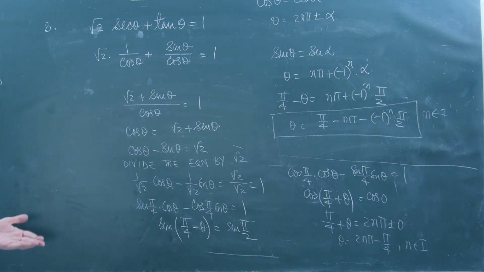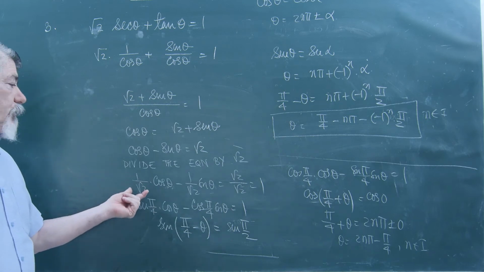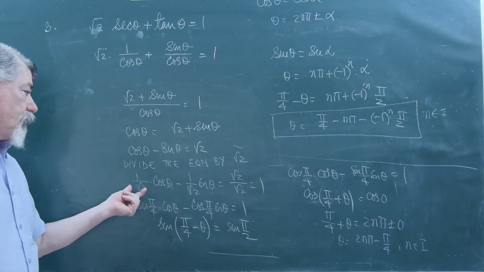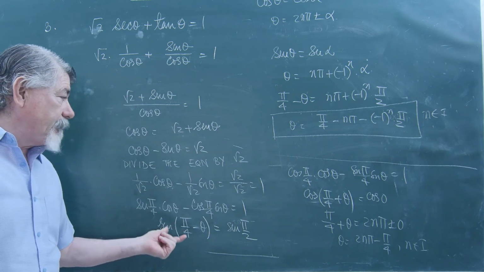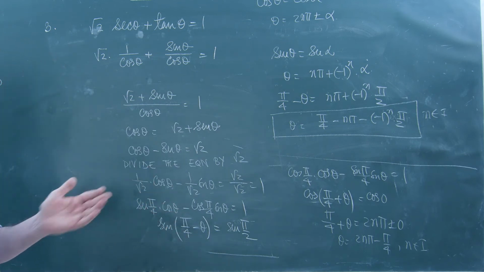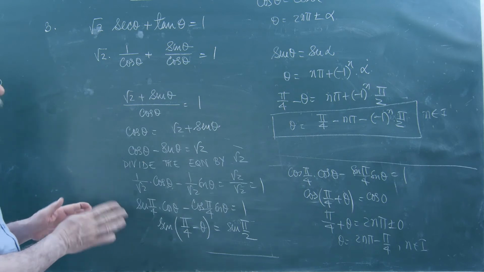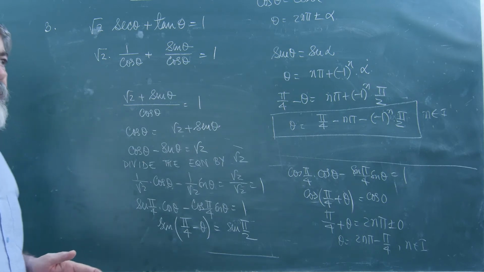So there can be different answers in books depending upon what values he has put here. Has he put cos 45? Has he used the formula sine A minus B, or has he used the formula cos A plus B? So they can be different answers, so do not bother about it.